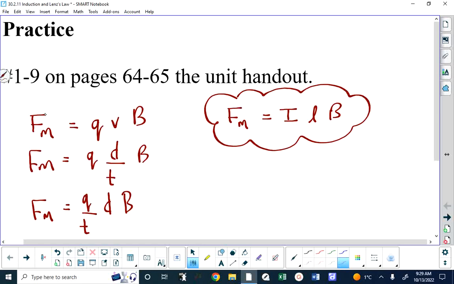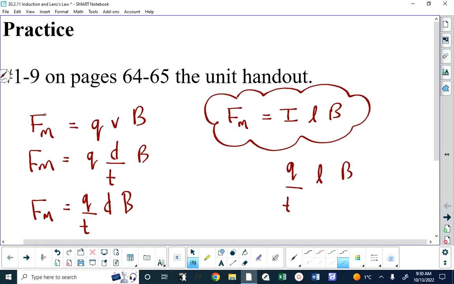So I took an approach of showing you that QVB is the same as ILB. I could go over here and say I is charge over time, and then I could move the T under the L and say that's your velocity. So it just depends on which angle you're looking at it from. So questions?